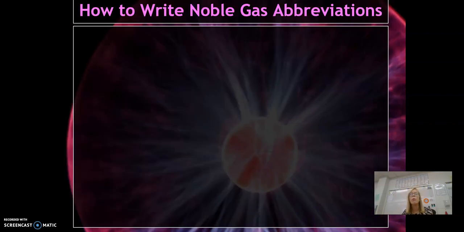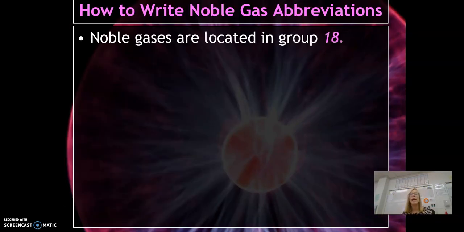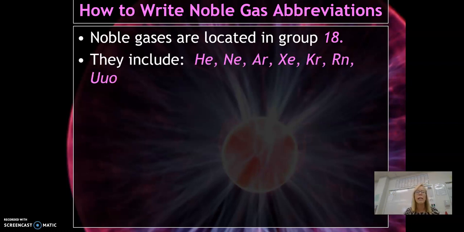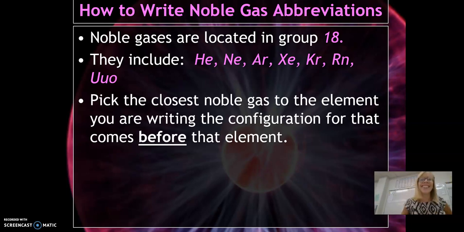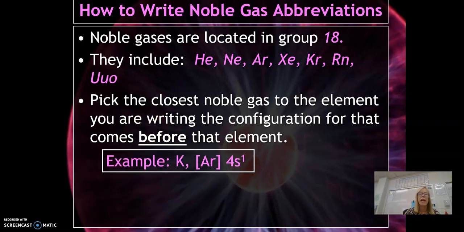All right. Noble gas abbreviations. Noble gases are in group 18, or the far right-hand part of the periodic table. And they'll include helium, neon, argon, krypton, xenon, radon, and oganesson. So you are going to pick the closest noble gas to the element that comes before. So in your notes, highlight that the noble gas has to come before the element, okay?